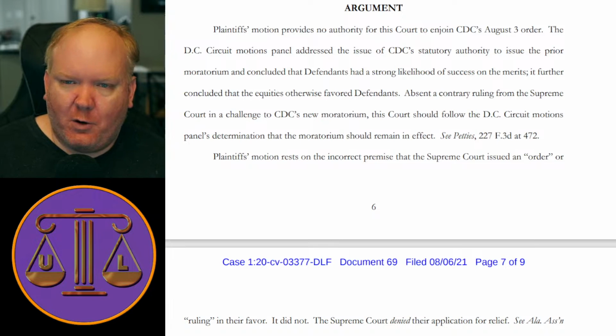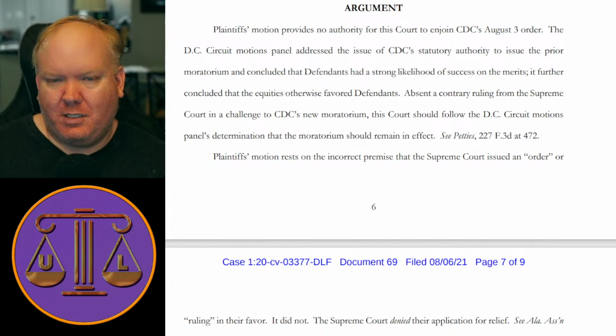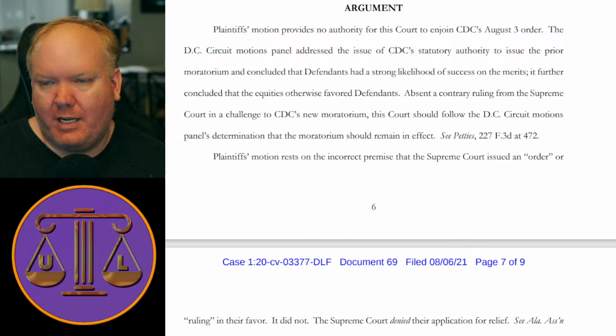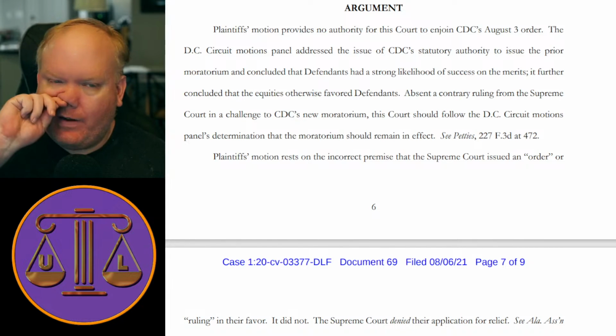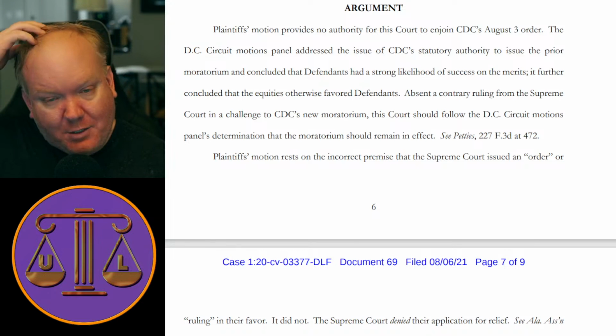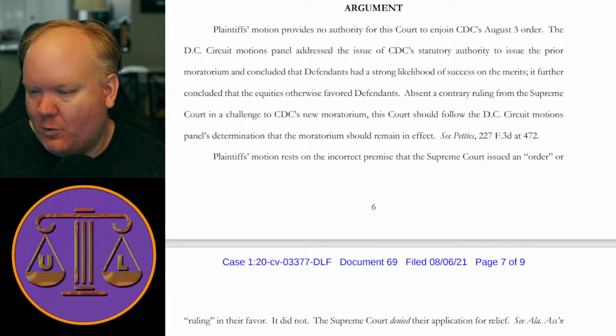Plaintiff's motion provides no authority for this court to enjoin the order. This DC's motions panel addressed the issue of statutory authority to issue the prior moratorium and concluded defendants had a strong likelihood of success. It further concluded equity otherwise favors defendants. Absent a contrary ruling, this court should follow the DC motions panel.